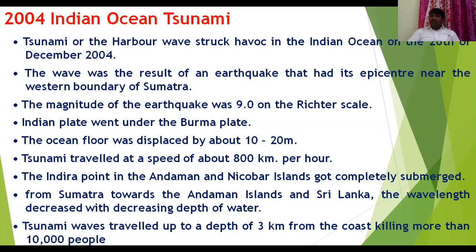As the wave moved from the earthquake epicenter in Sumatra towards the Andaman Islands and Sri Lanka, the wavelength decreased with the decreasing depth of water. The travel speed also declined from 700 to 900 kilometers per hour to less than 70 kilometers per hour. The tsunami waves traveled up to 3 kilometers inland from the coastline, killing more than 1,000 people and affecting more than a lakh of houses nearby the coastal regions. In India, the worst affected were the coastal areas of Andhra Pradesh, Tamil Nadu, Kerala, Pondicherry, and the Andaman and Nicobar Islands.